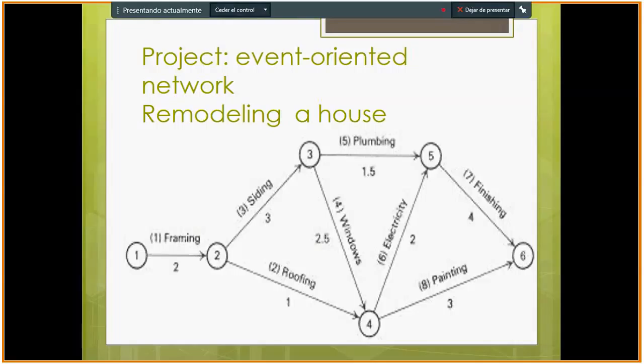Okay, in this image we can see the diagram of, for example, remodeling a house.